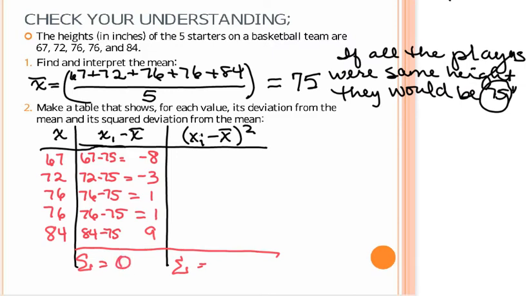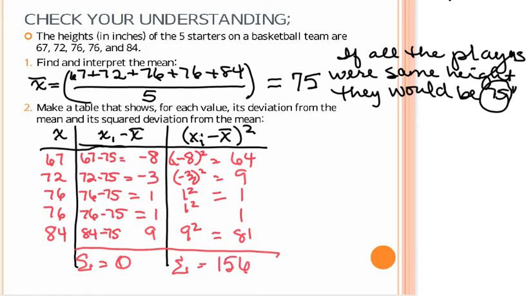Now let's square them. Negative 8 squared is 64. Negative 3 squared is 9. 1 squared is 1. We have another 1, and then we have 9 squared at 81. Now when we add all of these up, we get a sum of 156. So now, the deviation from the mean, each one has been shown by our calculation here. So in other words, 67 deviates from the mean by negative 8 points. It's 8 points below. Does that make sense? Hopefully.